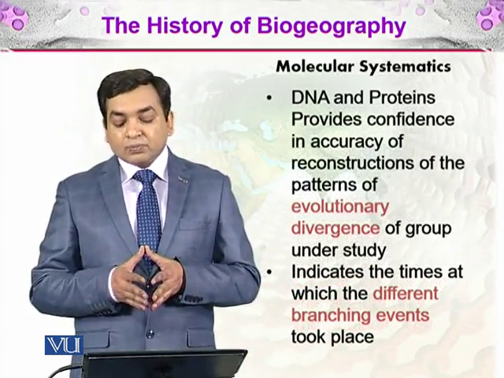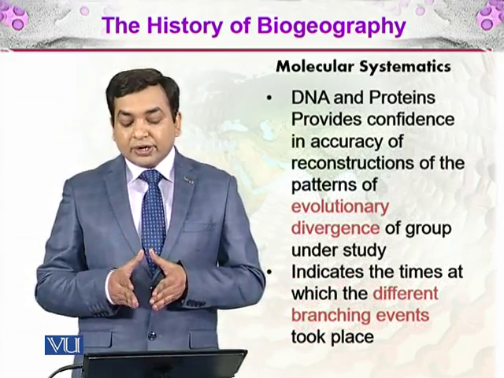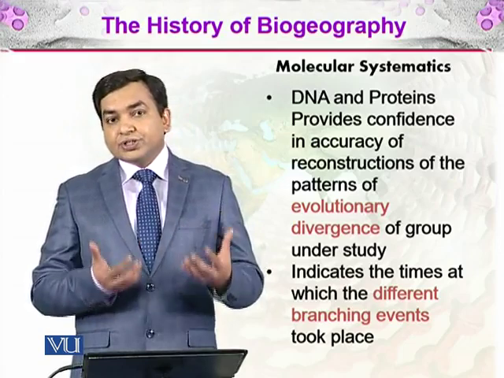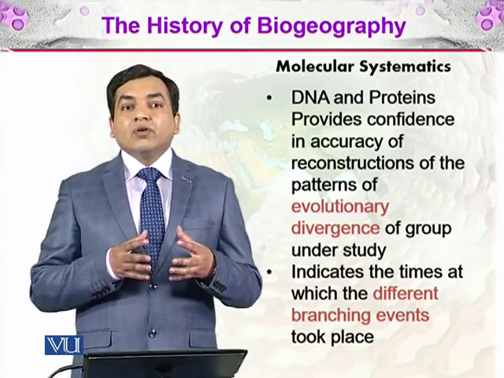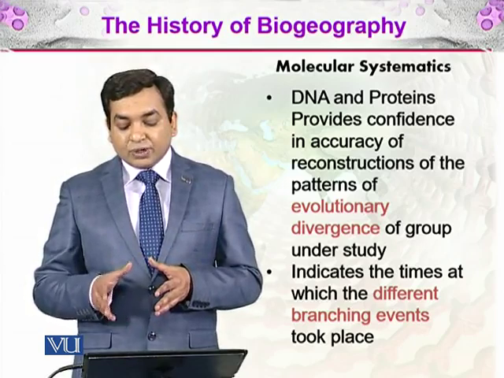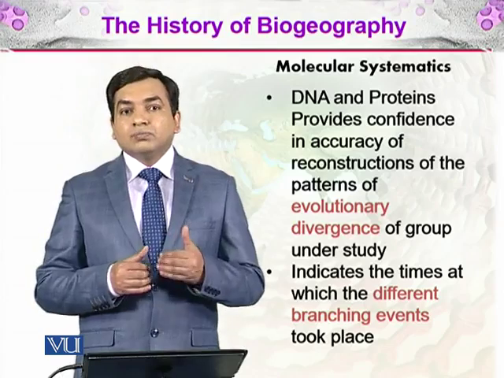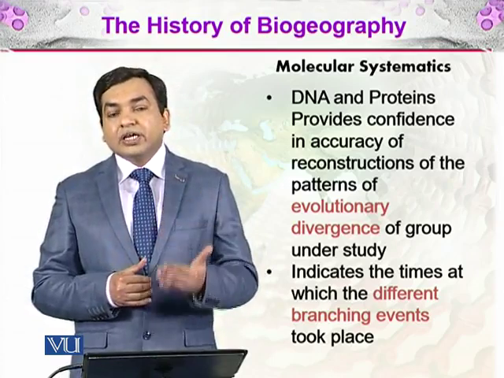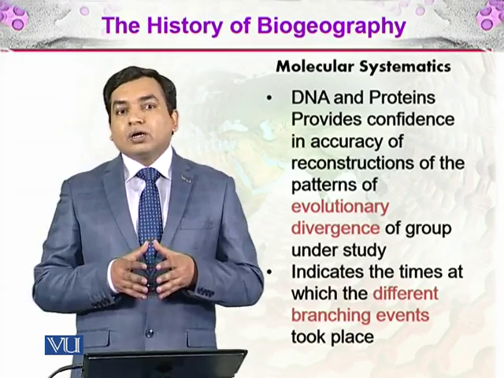The DNA and proteins provide confidence in the accuracy of the reconstruction of the pattern of evolutionary divergence of the group under study. So there is molecular evidence which tells us when two species diverged, or when they separated from each other, to indicate the times at which different branching events took place. In this way, we are helping paleobiogeography as well, in which we are studying the ancient organisms, the ancient flora and fauna of ancient times.